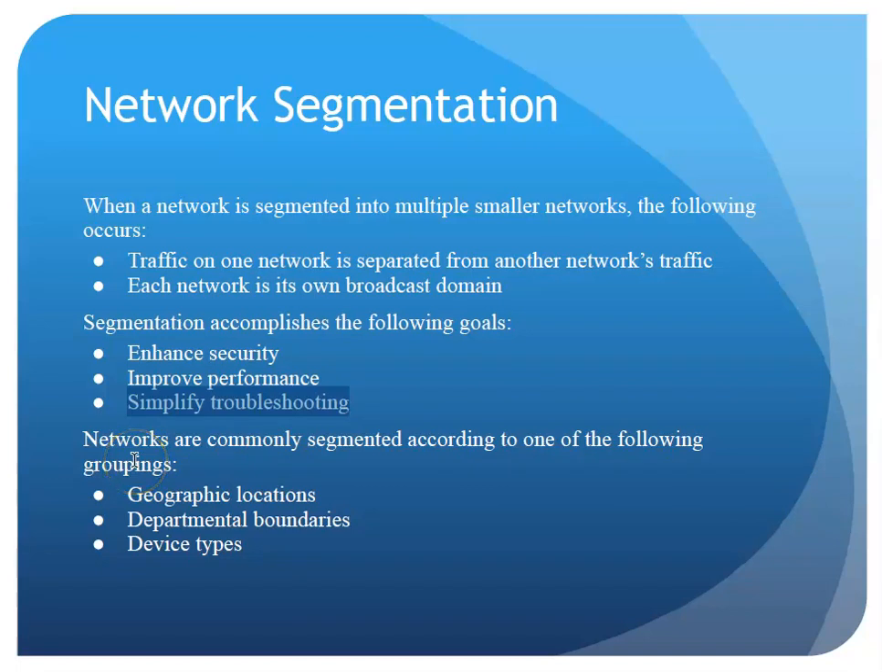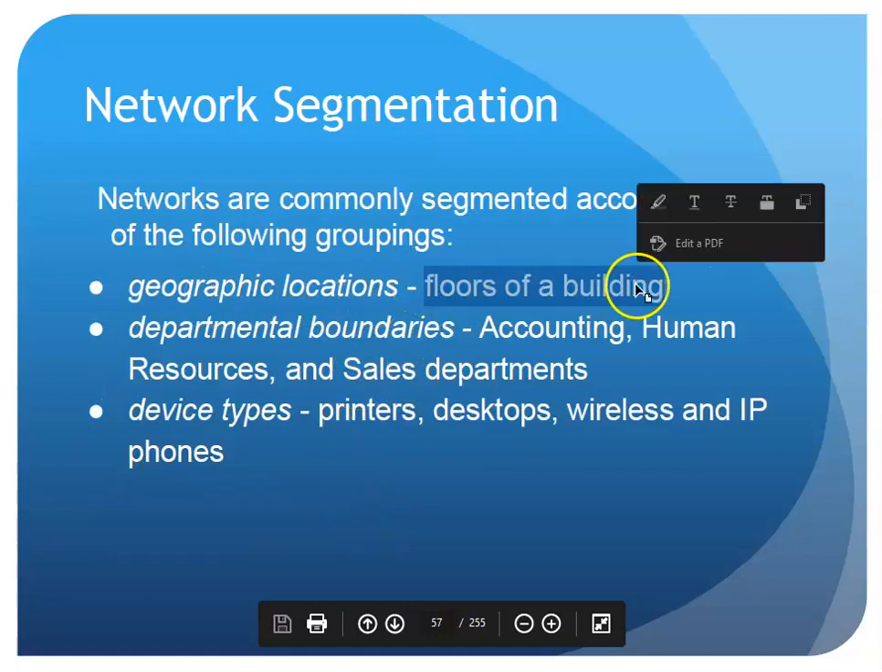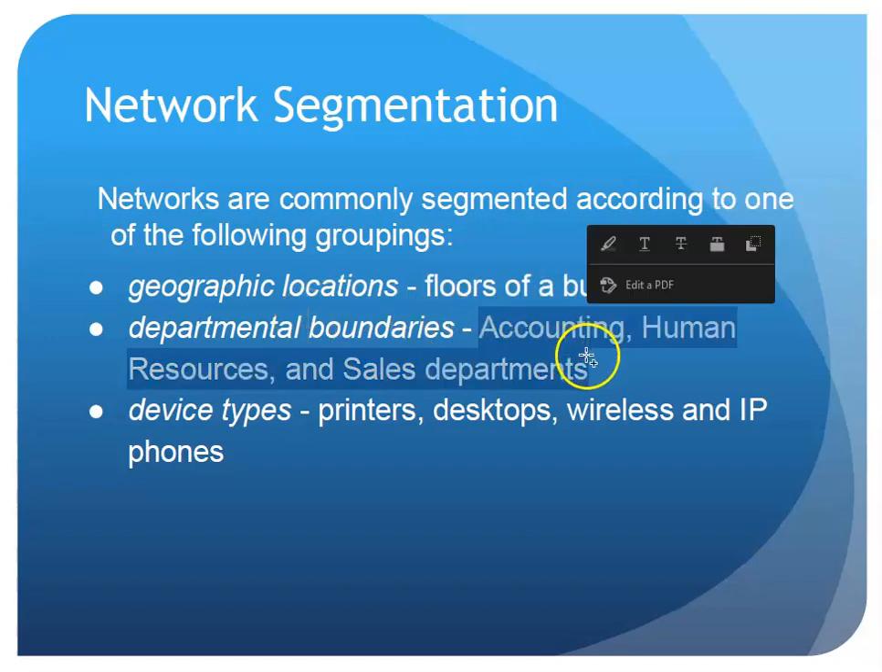Networks are commonly segmented by one of the following groupings: geographic location, department, or device types. Geographic location could be a floor of a building, or could just be a building. Departmental boundaries could be certain departments of a network. It could even be certain populations of a network: student, teacher, visitor, that sort of thing.